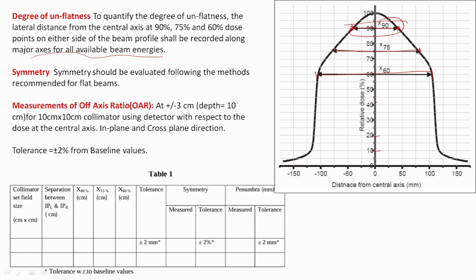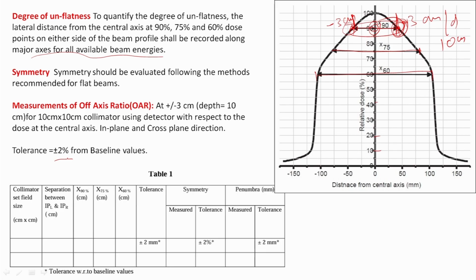From the central axis at a distance of +3 centimeter and at a distance of -3 centimeter, and at a depth of 10 centimeter, the chamber is placed at 10 centimeter depth. Laterally at +3 centimeter you need to collect a charge, and at laterally -3 centimeter you need to collect a charge. It is the ratio of the dose at the central axis versus these, and you will get the off-axis ratio. The tolerance for off-axis ratio is ±2%.